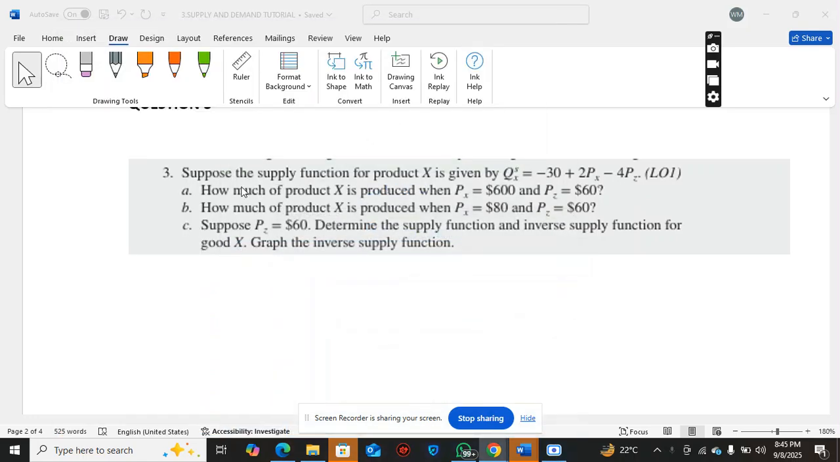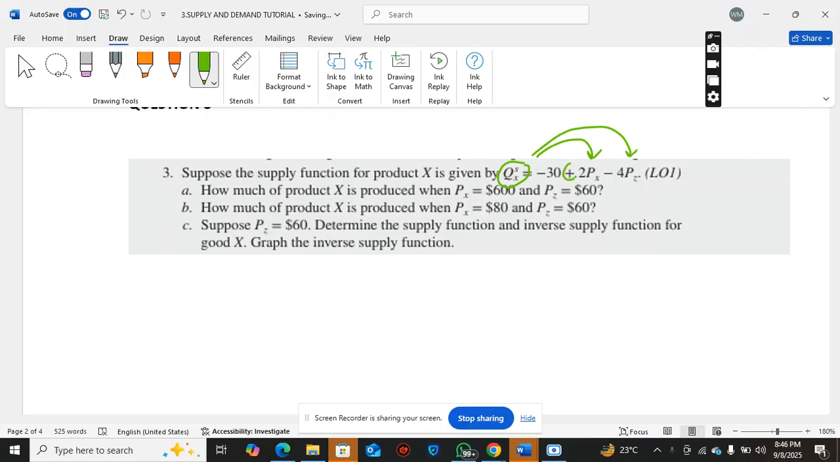Okay, suppose the supply function for product X is given by Q equals negative 30 plus 2Px minus 4Pz. How much of X is produced when Px equals 600 and Pz equals 60? So as I said before we even start answering this question, here quantity supplied of good X is dependent on two variables, the price of good X and the price of good Z.